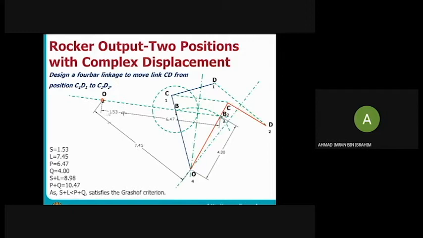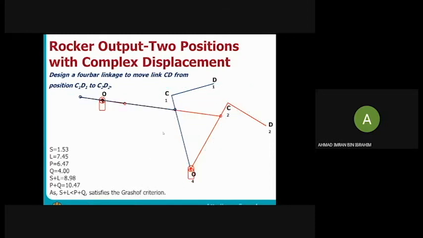So the A is 1.53, and then B, the other linkage, is 6.47, which is this one, and then the ground is 7.45, and from here to here is the 4, which is Q. And then if the Grashof condition is satisfied, then this mechanism is okay. This will be your mechanism.